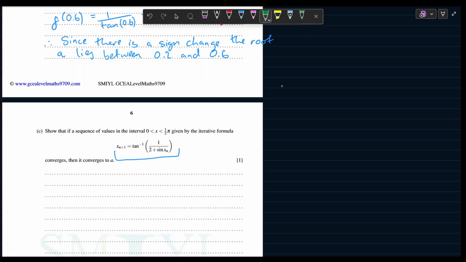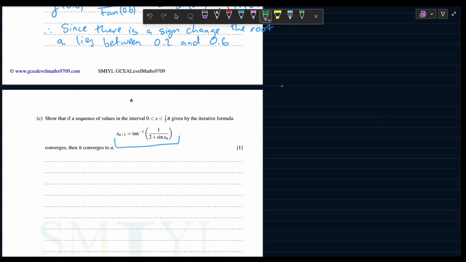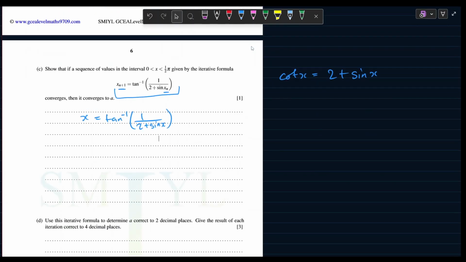So we're going to have to show that this equation is the same as, what is our equation? Cot x is equal to 2 plus sine x. So cot x is equal to 2 plus sine x. All right, so remove the n plus 1, remove the n, you've got x is equal to arctan of 1 over 2 plus sine x. And now we have to find a way to get back to cot x is equal to 2 plus sine x.